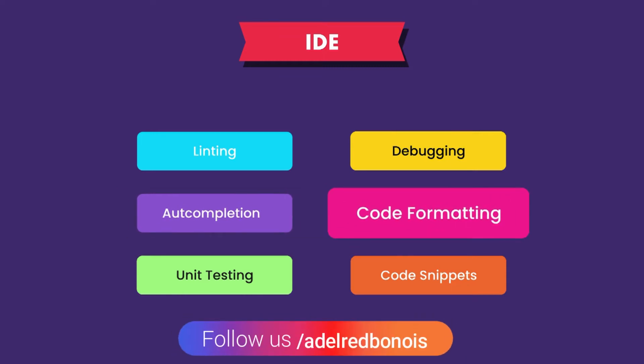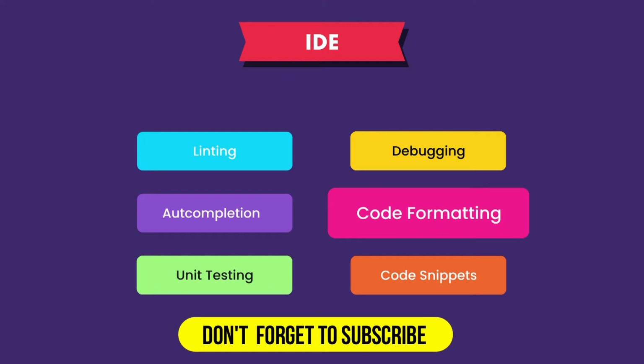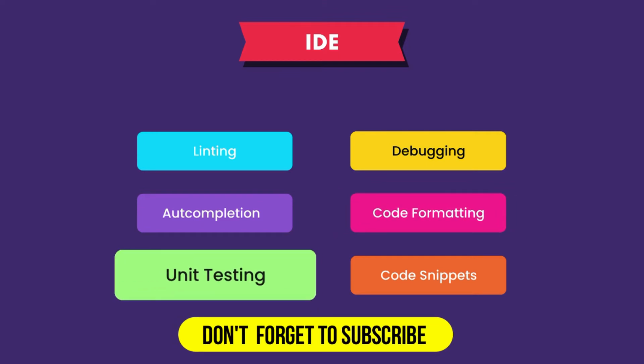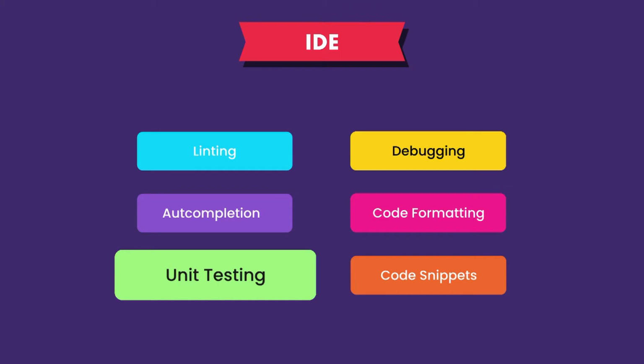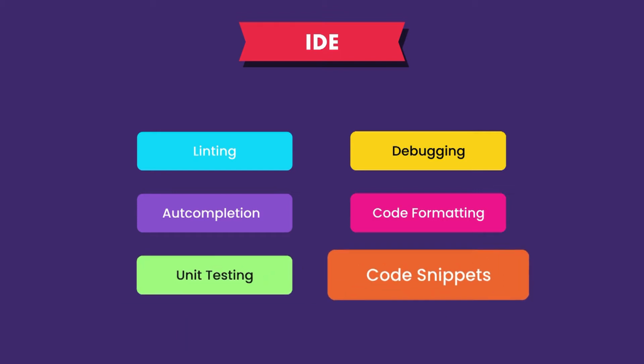We get code formatting, which is all about making our code clean and readable, just like how we format our articles, newspapers, books, to make them clean and readable. We get unit testing, which involves writing a bunch of tests for our code. We can run these tests in an automated fashion to make sure our code is behaving correctly. And finally, we get code snippets, which are reusable code blocks that we can quickly generate, so we don't have to type them all by hand.